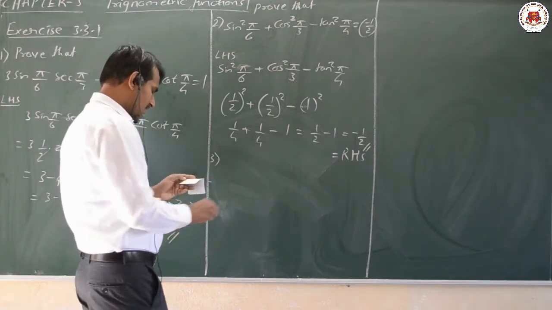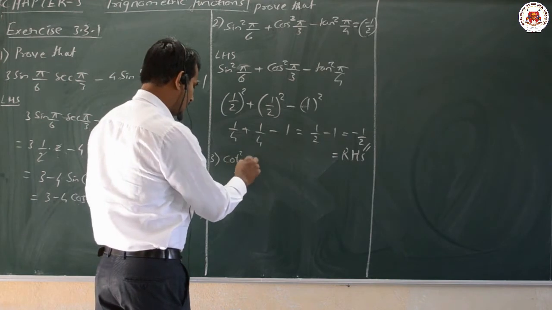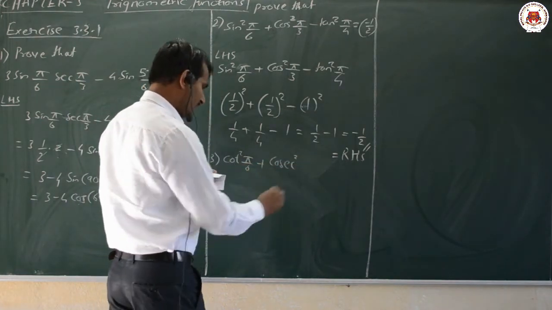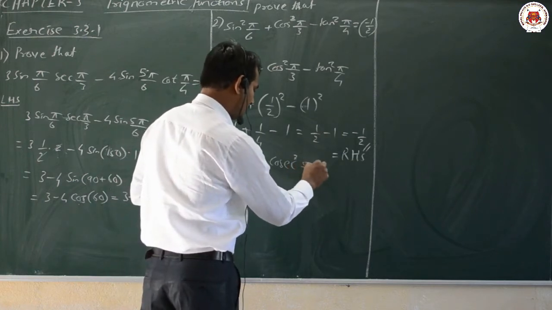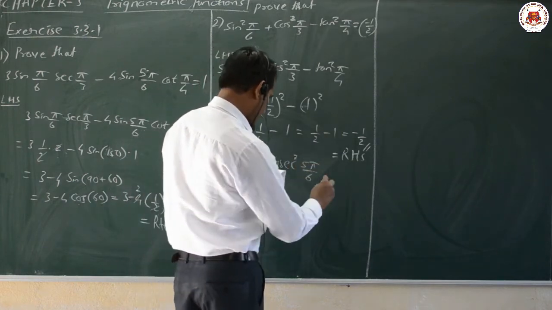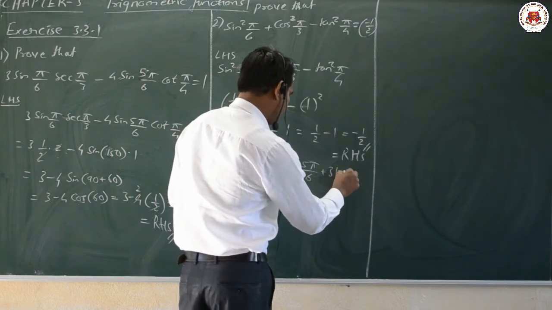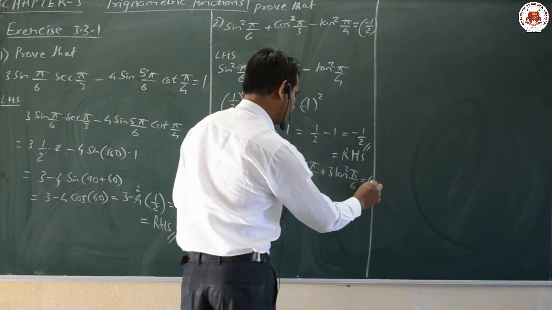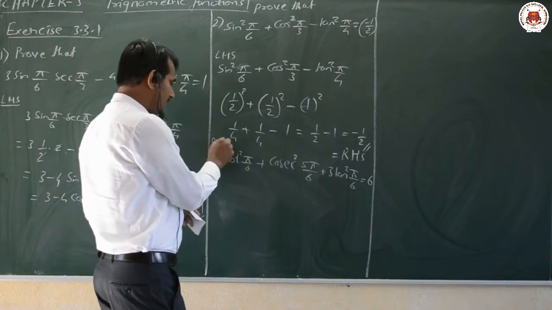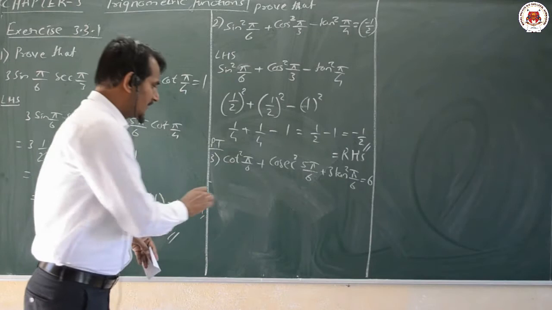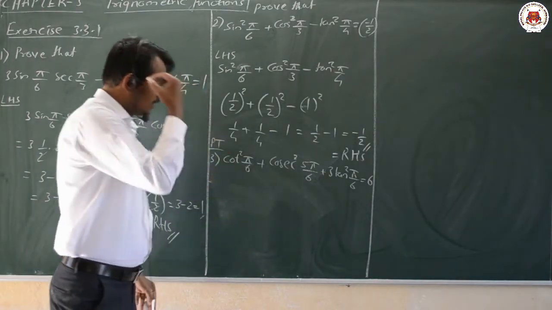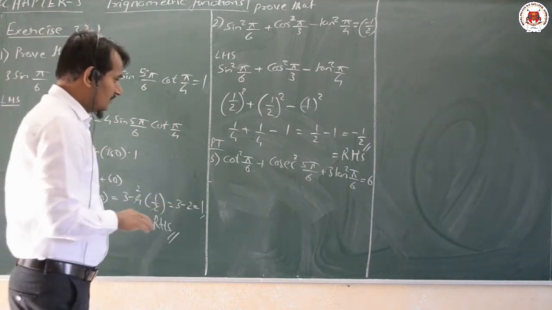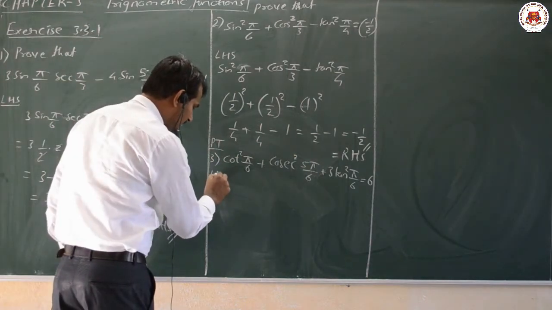The third question is: cot square of pi by 6 plus cosecant square 5 pi by 6 plus 3 tan square pi by 6, the value is equal to 6. Prove that. I will write PT here. What does it mean? It means prove that. Now here we can observe I can directly find out all the values. So first of all, I will write down the LHS.